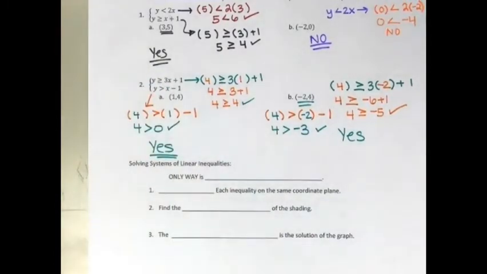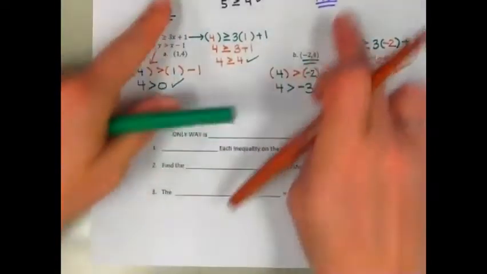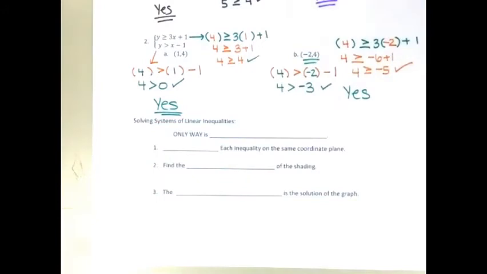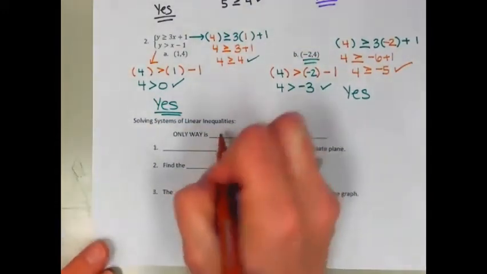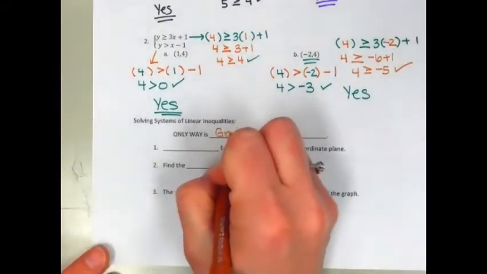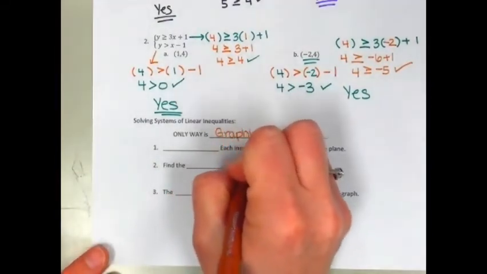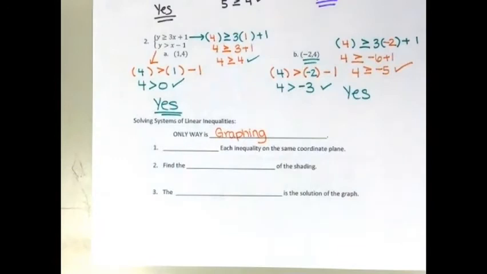But, all right, now again, let's solve these. So how do we actually figure out what points are solutions, okay? The only way, again, is by graphing. So there's no substitution, there's no elimination, because there's multiple solutions for every single one of these systems, right? Because they're inequalities, there's not just one answer, there's multiple answers, right?